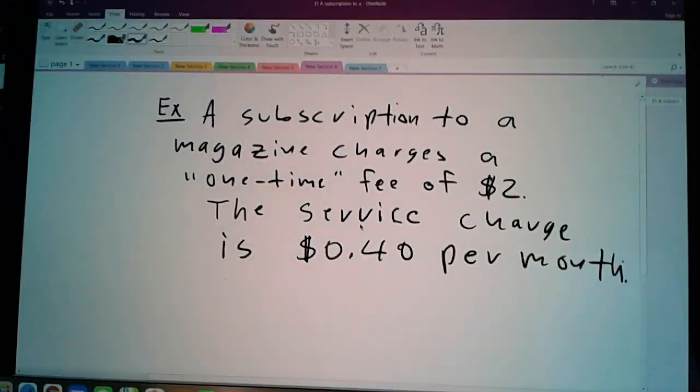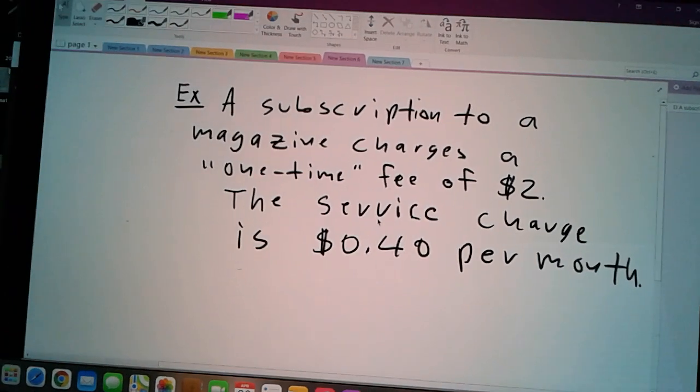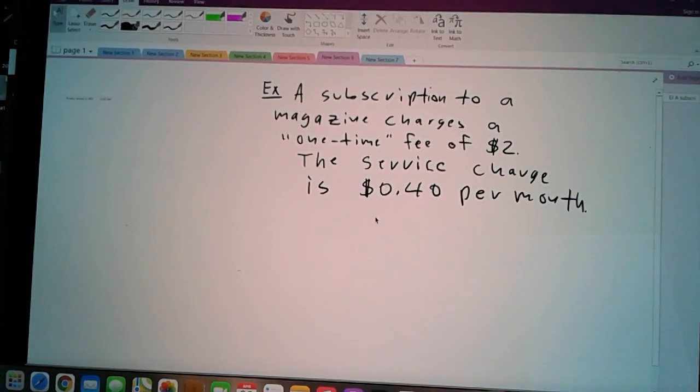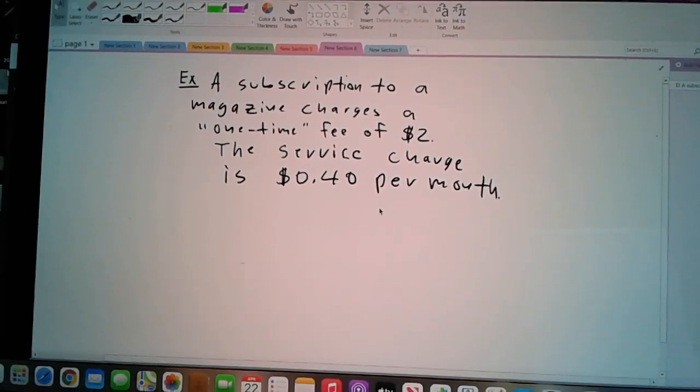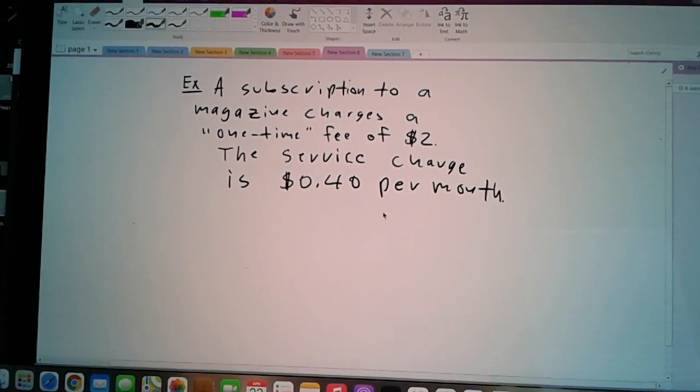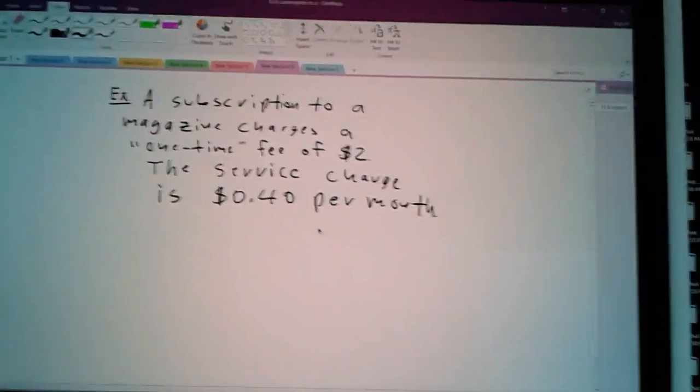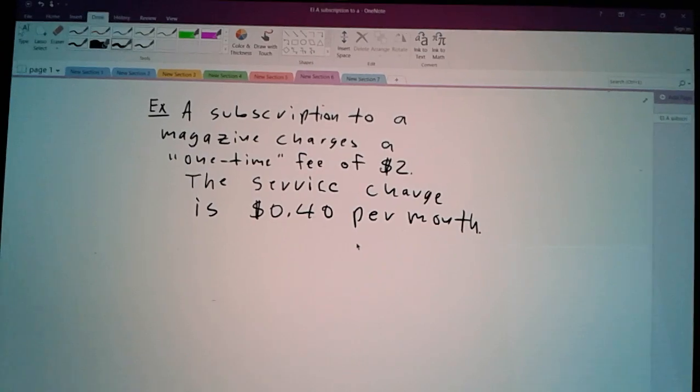As long as you keep their service, you have to pay 40 cents per month. So this one-time fee of $2 is probably to sign up, maybe, or to apply. So they charge you $2 for that.